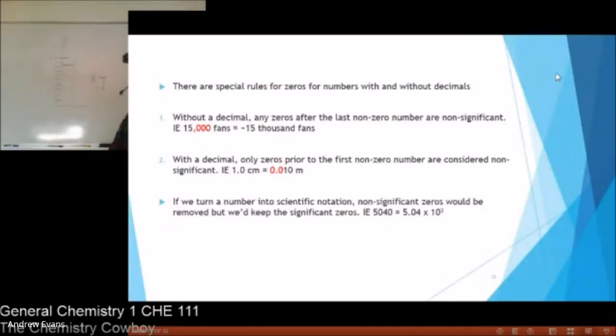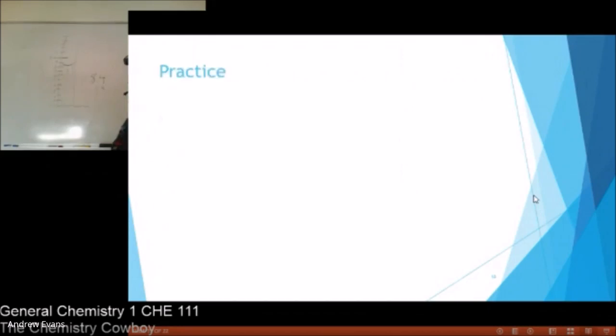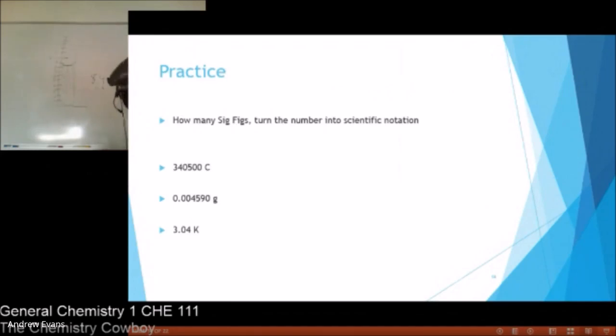Okay, moving on to the next slide finally, because I just wanted to make sure we're on the same point before we jump ahead. So practice. What are the sig figs here? And turn these into scientific notation. So we have to look at what we have and what the rules are.